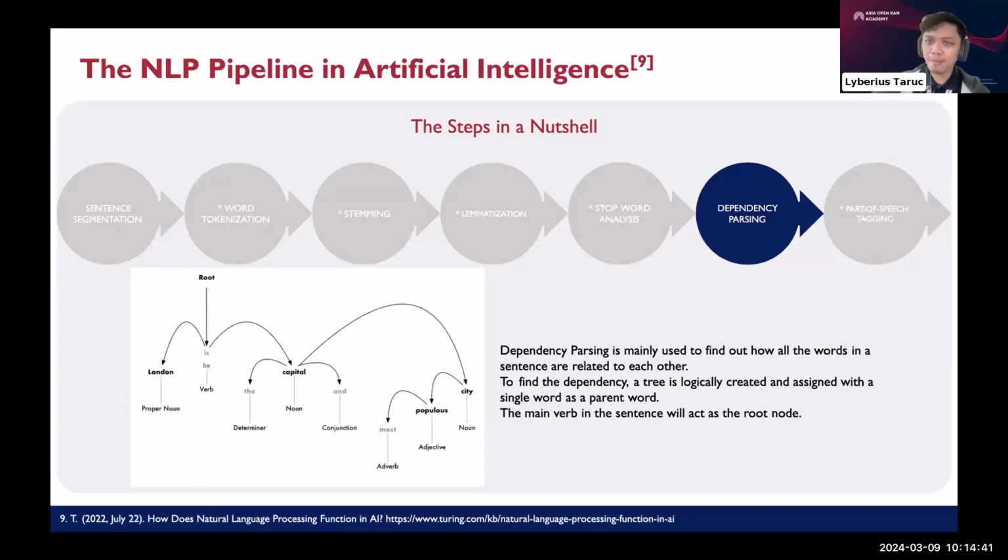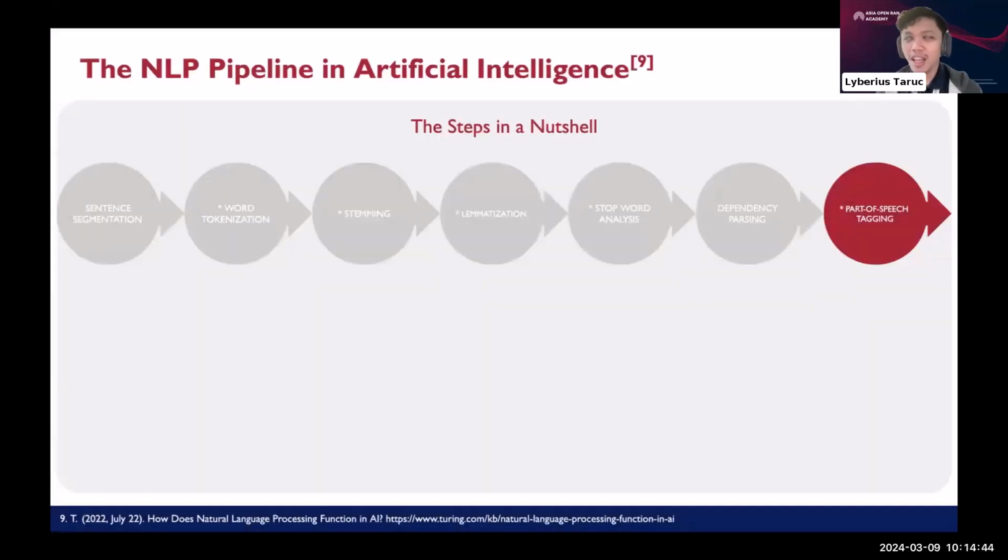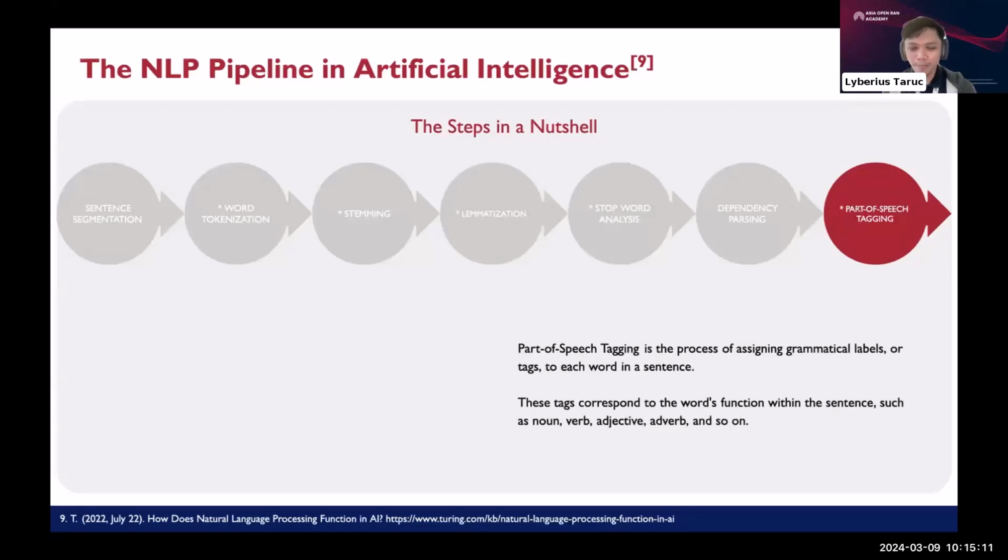Okay. The last step is part of speech tagging. This is where your language or your English proficiency comes in, if we're trying to parse the English language itself. This is also the step wherein you assign the different roles to a given word based on how it is used in a sentence, considering also the grammar. Part of speech tagging is the process of assigning grammatical labels or tags to each word in a sentence.